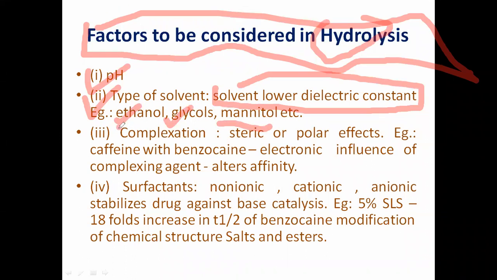Then the complexation. When we talk about the complexation, the steric or the polar effect we have to study. Examples of the drugs are caffeine and benzocaine, which have the electronic influence of the complexing agents, which will alter the affinity of these two molecules, caffeine and benzocaine.